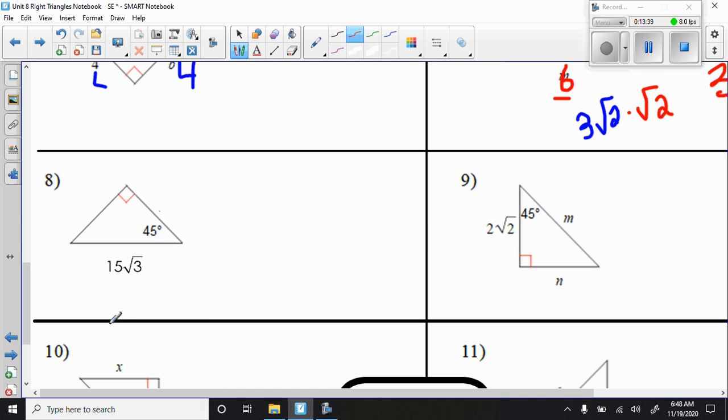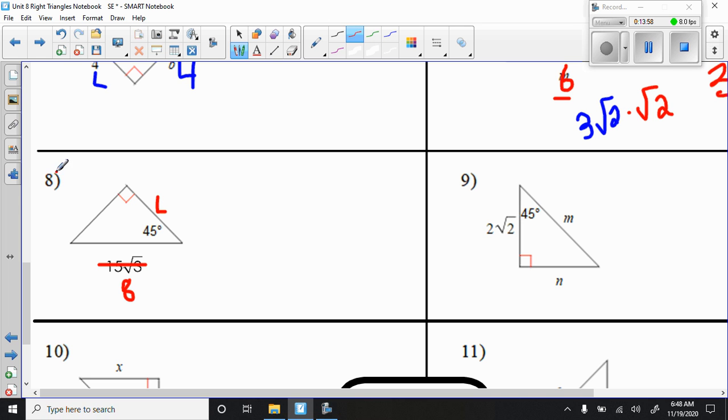Number 8, 15 radical 3. We're going to skip that. I'm not going to give you anything crazy like that. Okay, so I'm going to cancel that out. Let's give you 8. Okay, that's the hypo. That's the leg.